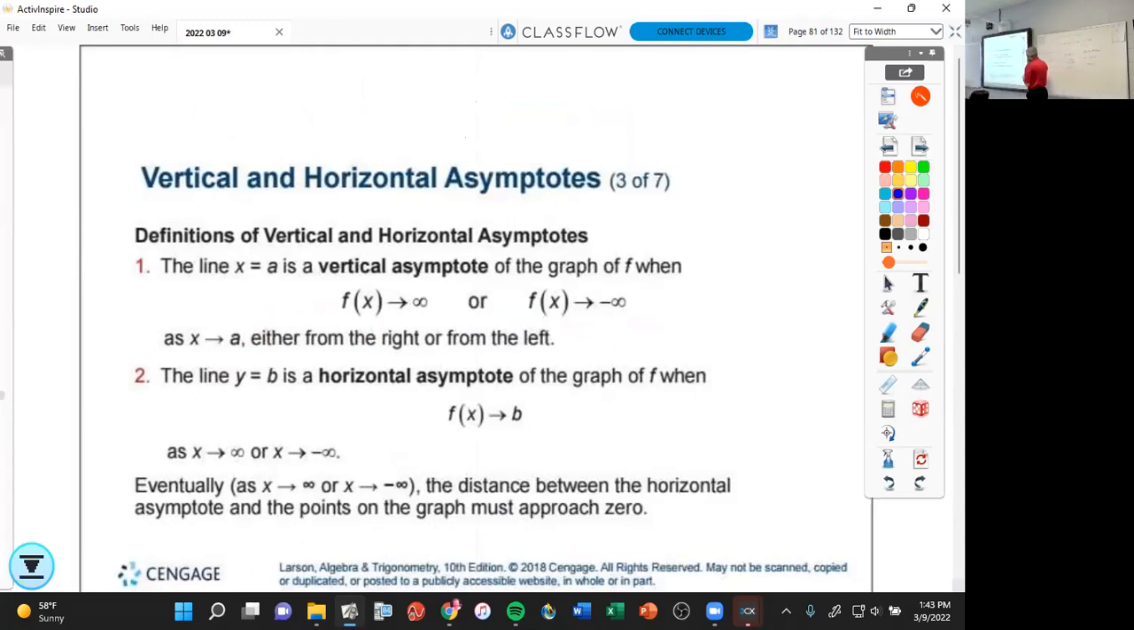Okay, a line x equals a is a vertical asymptote of the graph when f of x is approaching infinity or f of x is approaching negative infinity, as x gets closer and closer and closer to that a value. This is all of the algebraic vocabulary involved with what's going on here. You might not quite understand it, and that's okay. We'll get to actual problems in a minute. Number 2 says the line y equals b is a horizontal asymptote of the graph when the function approaches that particular value of b as x goes to infinity or negative infinity.